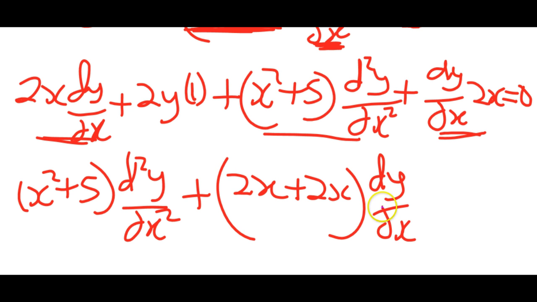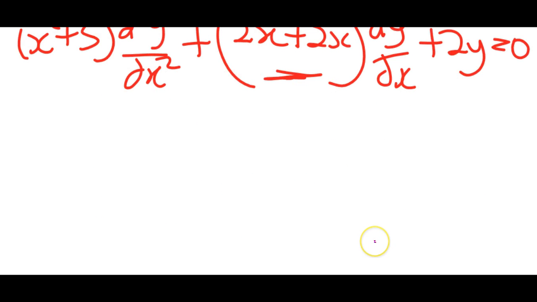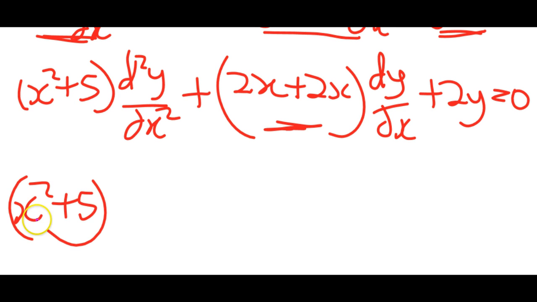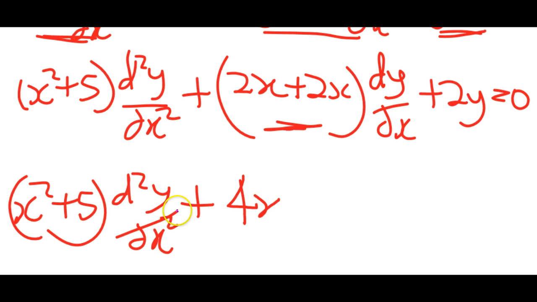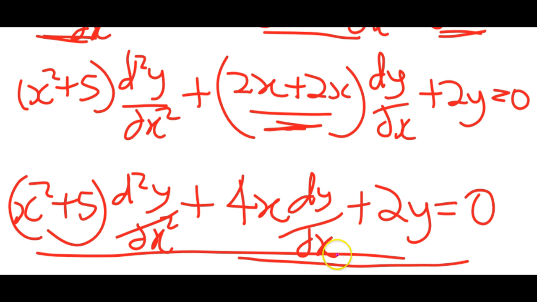If I factor this and this out, then I'm going to have this plus this to give me what I have here, and then plus 2y, that is this part of it. Everything is equal to 0. And finally, I can write my answer as (x² + 5) d²y/dx² plus this will be 4x, they are like terms, then dy/dx plus 2y equals 0. And so that is what we have to prove, and that is the final answer.